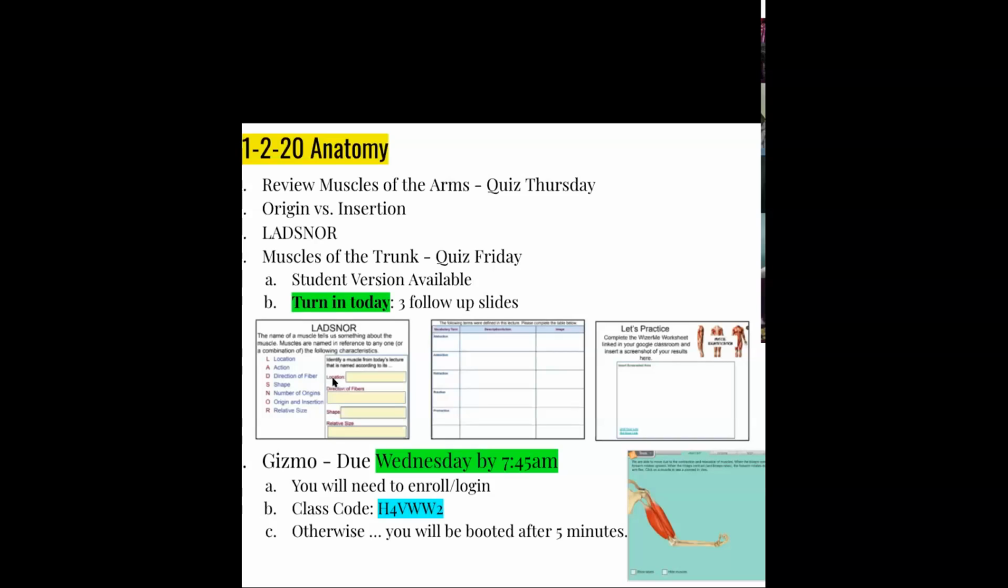It's a mnemonic. I usually ask you an essay question for this one. Like last time you had to identify five different synovial joints. In this one, I'll ask you to give me a muscle that is named for each of those letters.